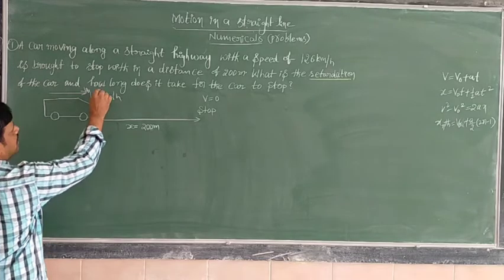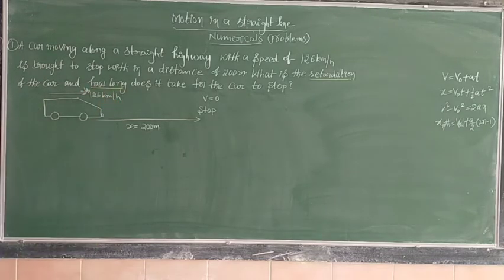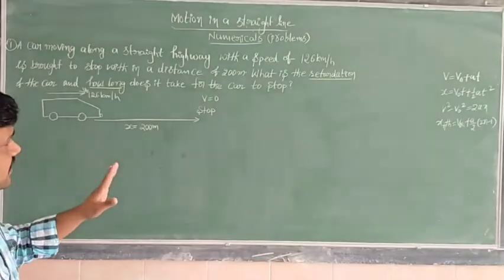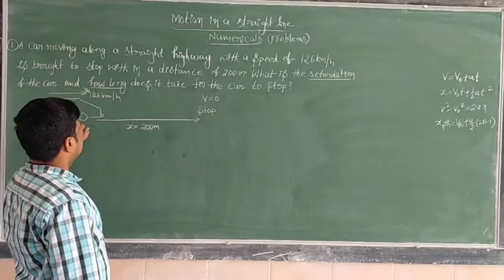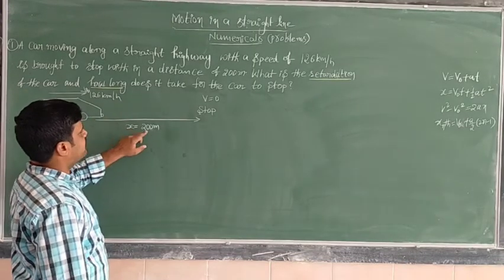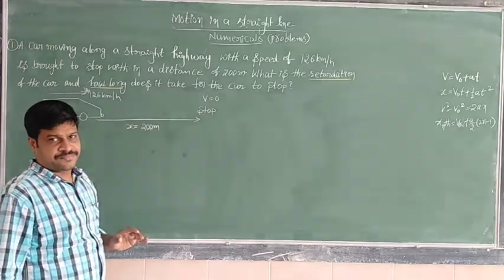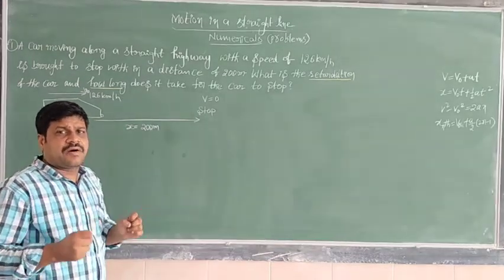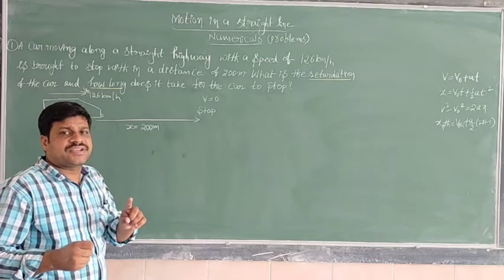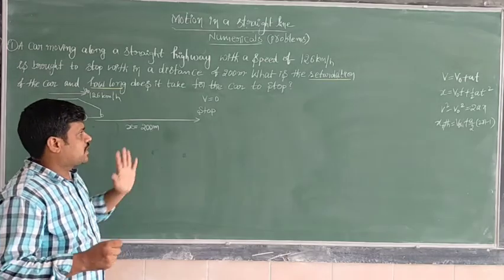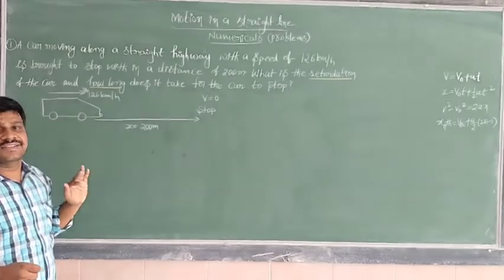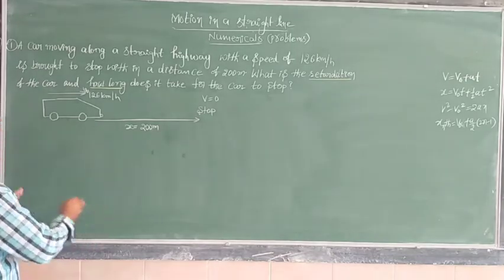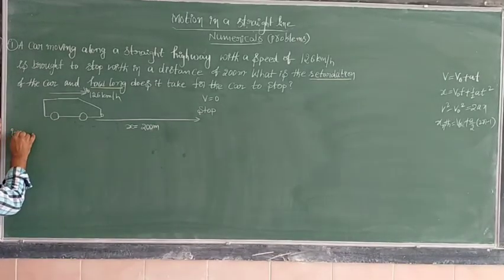Next, how long does it take for the car to stop? From here to here, by traveling the distance of 200 meters, the car is coming to rest. What is the time taken by the car to come to rest? Now this one we have to find. This diagram I have drawn only for your understanding purpose. Now first I am writing here the solution.